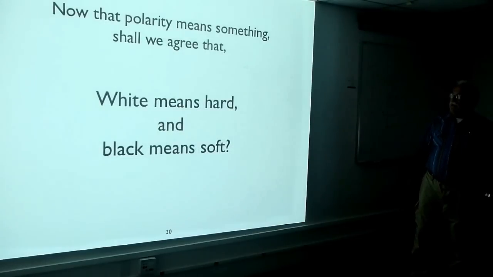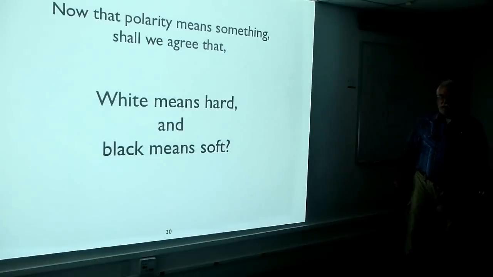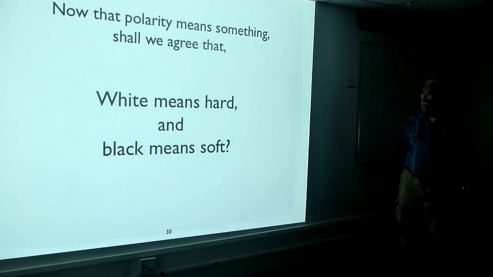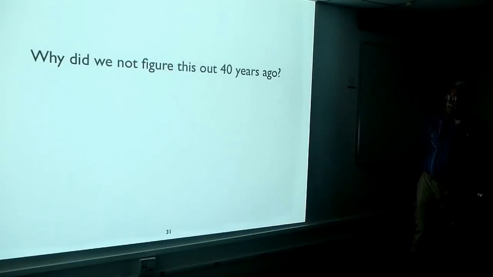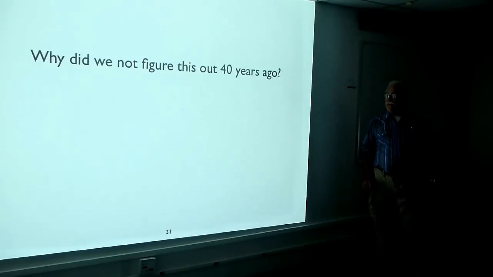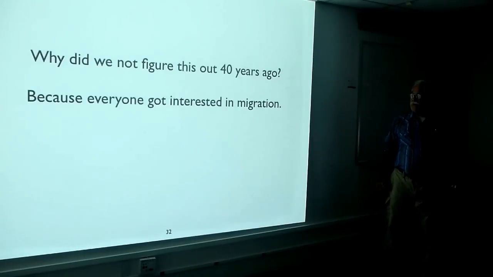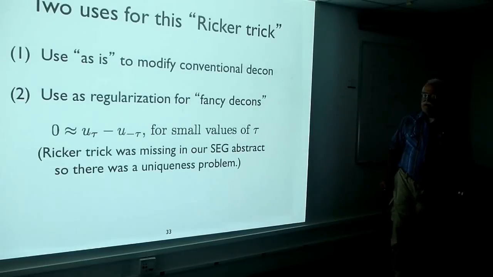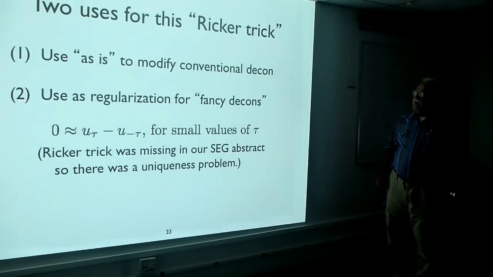So now that polarity means something, we could agree that maybe white polarity is a hard rock and black polarity is a soft rock. We'll ask the interpreters what convention they'd like us to use. You might ask, why didn't we figure this out 40 years ago? Well, because 40 years ago, everyone got interested in migration and they lost interest in deconvolution. That's my answer.